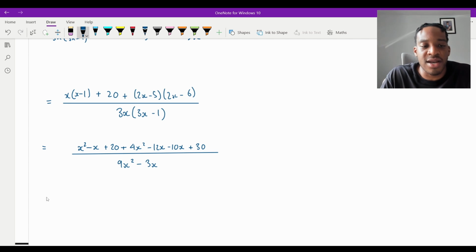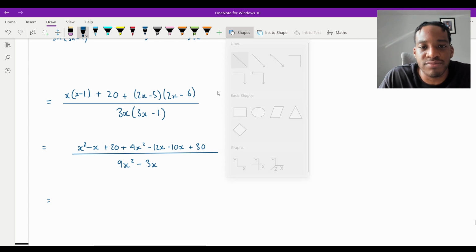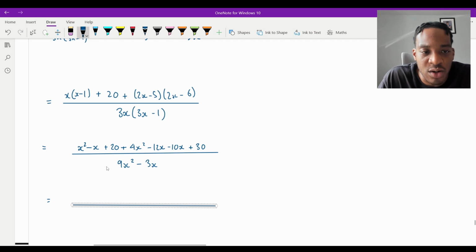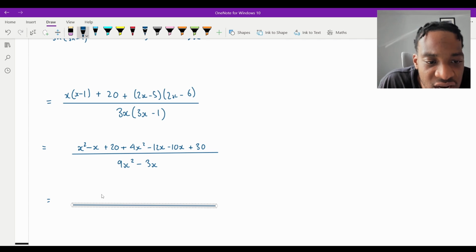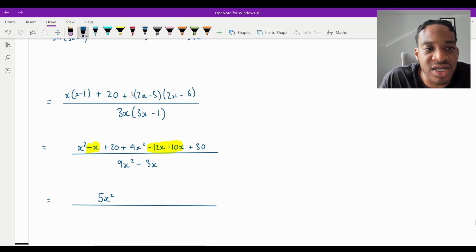So we've got this here. Now, we just need to tidy up a bit more. Getting all of the x squareds together, I've got an x squared plus a 4x squared. This is going to be 5x squared. And let's have a look at the x terms. I've got a minus x here, a minus 12x and a minus 10x. Now, minus 12 minus 10 is minus 22, so this is minus 22x. And then I'm taking away an x. That's going to give me minus 23x altogether.